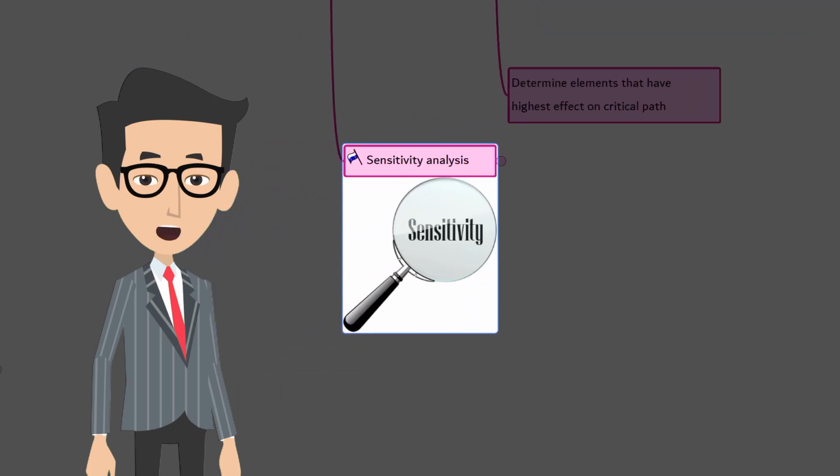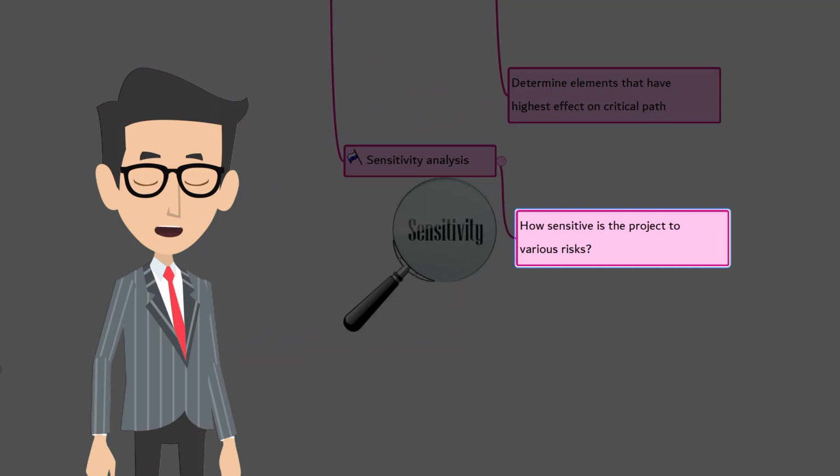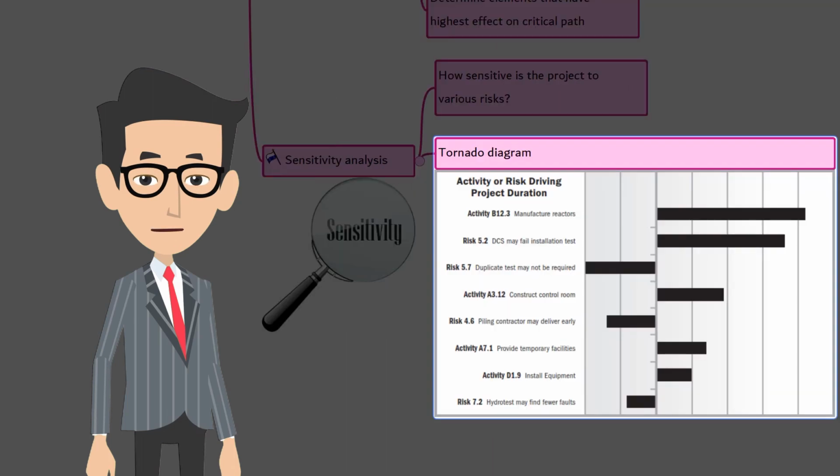Next, sensitivity analysis. It's a technique used to understand how sensitive our project is to various risks. How much of scope, schedule, and cost will get impacted due to those risks. Typically, a tornado diagram is used to represent the sensitivity. Here, sensitivity means how sensitive those risks are in the project.